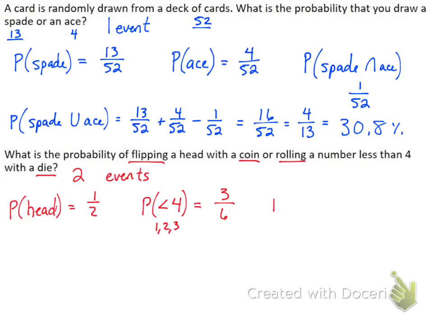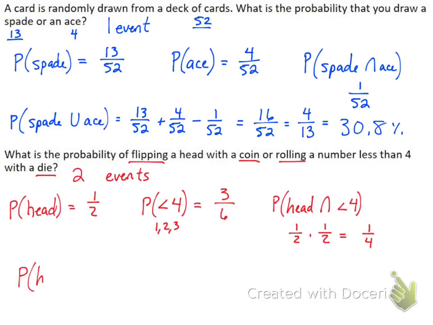And then the probability that I flip a head and roll a number less than 4, this is where I'm actually going to do my multiplication. Since it's 2 events, I'm going to go ahead and do the probability of a head, which is 1/2, times the probability that I roll a number less than 4, which again is 1/2. That's going to give me 1/4. That's my and probability. So this is the only time, since it's 2 events, that I actually multiply my 2 probabilities together to get my and.